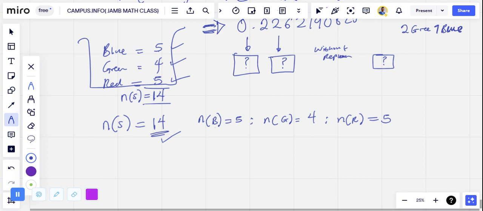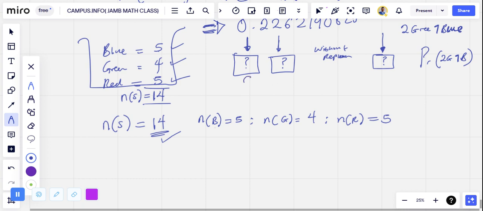Can you see that this is two balls randomly without a placement? Exactly, see it. So that means what's the probability that he's going to pick two green, one blue? Do you know that there are different possibilities for that?